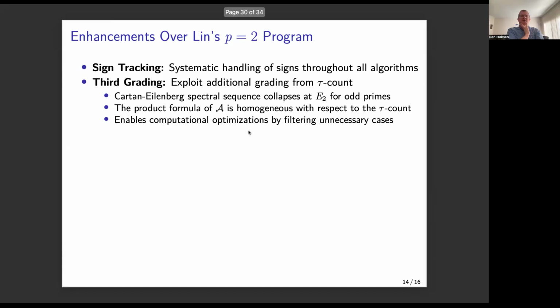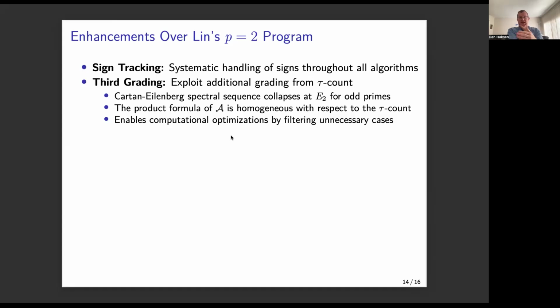So I think what you're saying here is that you're using the known Cartan-Eilenberg filtrations in order to rule out, in order to filter these unnecessary cases. Basically, yes. So for each step of the computations, I'm not only keeping track of the T degree of elements. Meanwhile, I'm also keeping track of this tau count degree of elements. So whenever I work with some element in A, I know its T degree, S degree, and also its tau count degree.